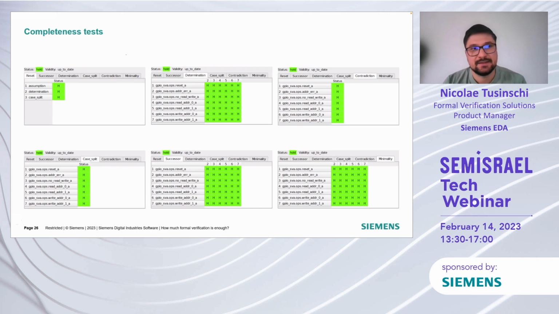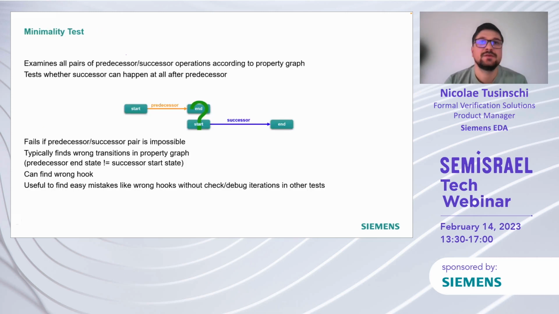So let's have a look at what these tests actually describe. Looking at the minimality test, this examines that all pairs of predecessor successor operations according to the property graph are performed. So it fails if the predecessor successor pair is impossible. It typically finds wrong transitions in the property graph, which I will describe in the following slides, and also can find the wrong hook on the properties.